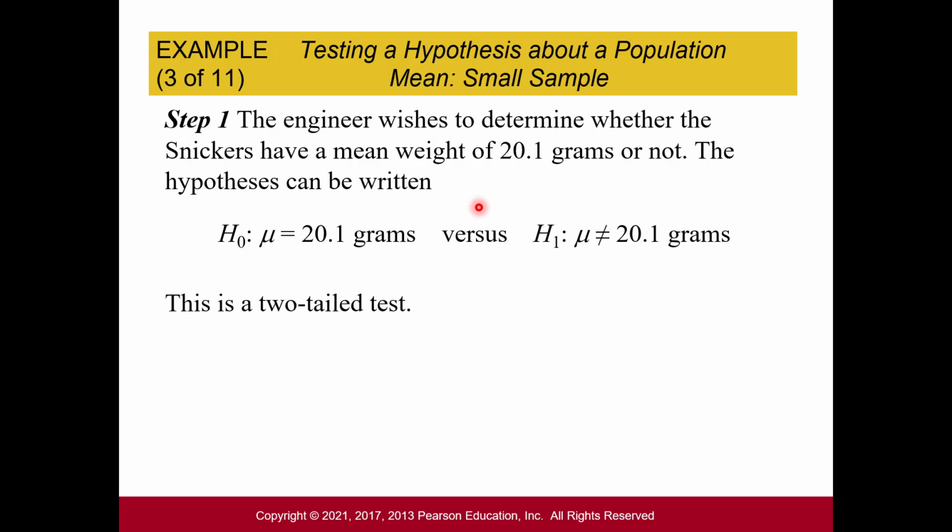So for our hypotheses, the null hypothesis is that the mean is actually 20.1 grams, and then the alternative hypothesis is just that it's different. The mean is different from the 20.1 grams. So we are going to be working with the two-tailed test. And then our level of significance we've determined should be pretty small, 0.01.